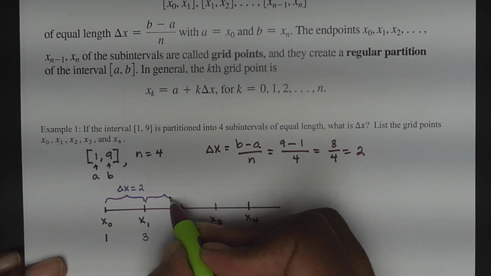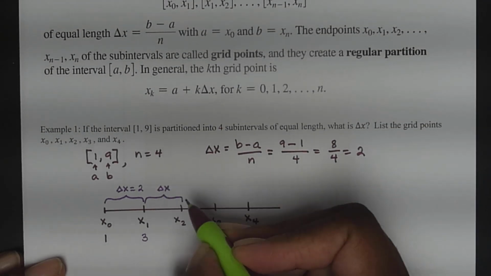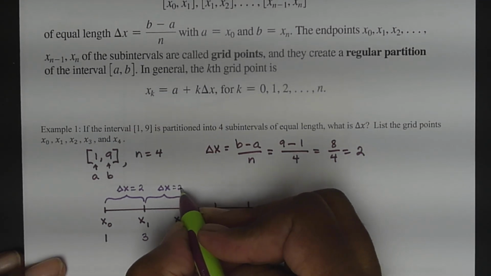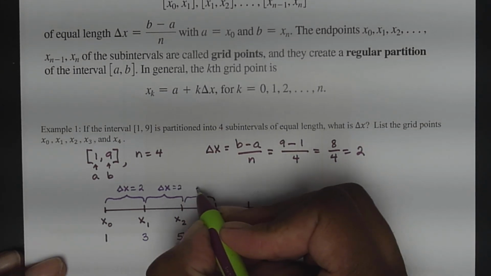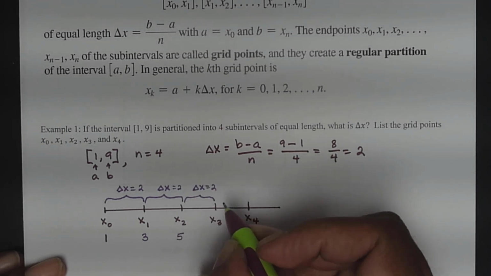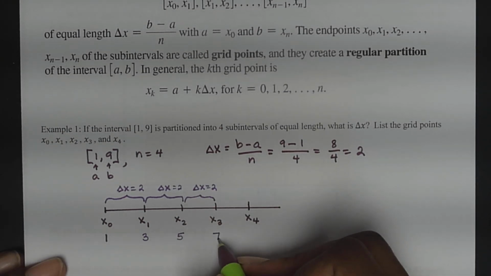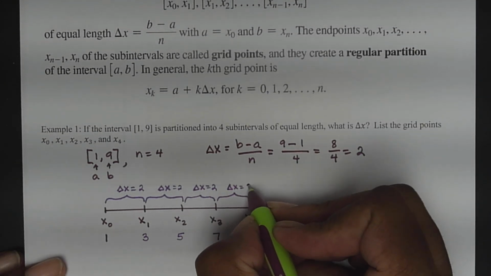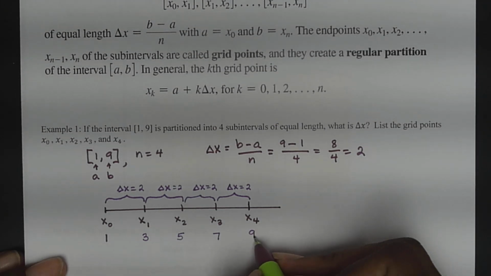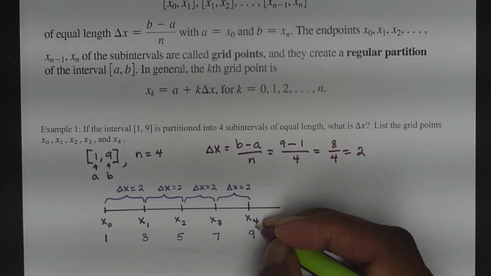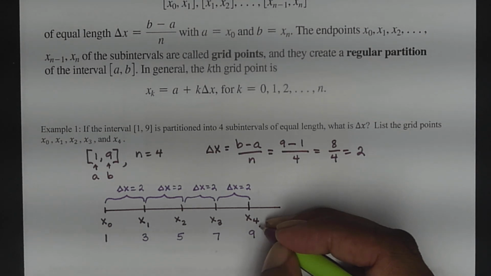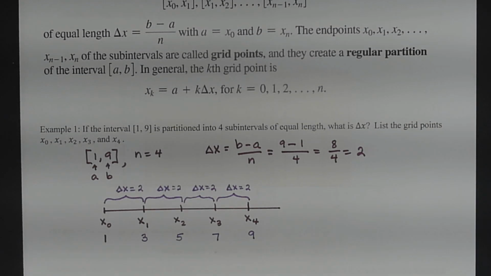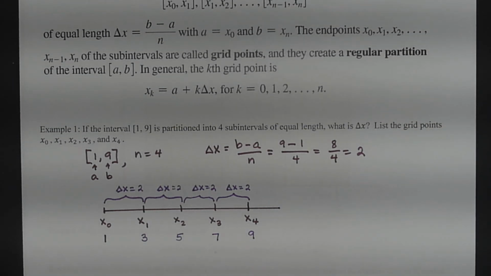And then another delta x means 2 plus the 3, that'll be 5. And then another delta x, which is 2, that means 2 plus 5, that gives us 7. And of course, another delta x, again 2. 2 plus 7 will give us 9, and it should give us 9 because that last grid point will have to be the end point of the interval, which is 9.